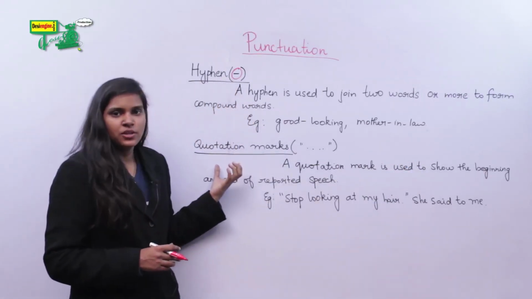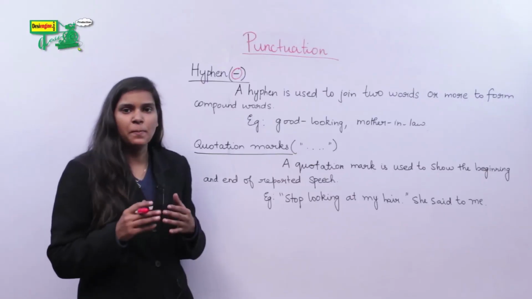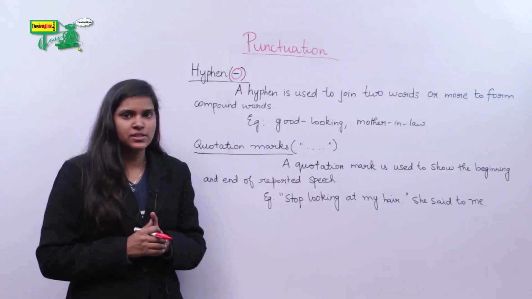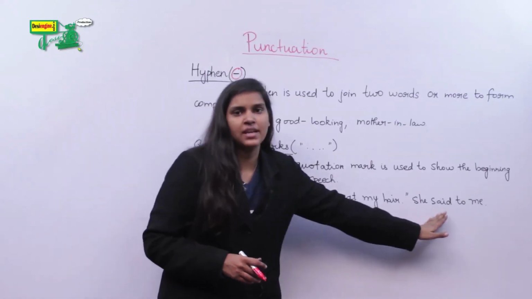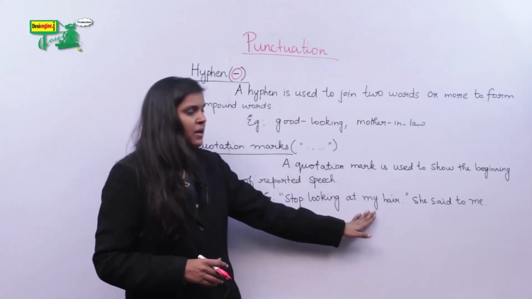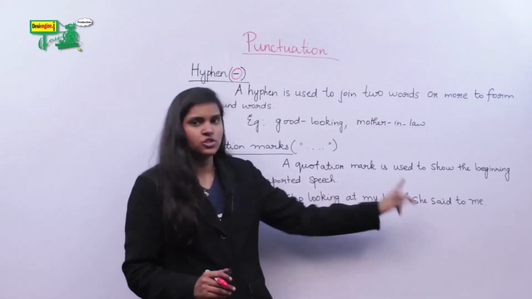The next punctuation is quotation marks. A quotation mark is used to show the beginning and end of a reported speech. For example, "Stop looking at my hair," she said to me. Stop looking at my hair is the reported speech, and it is placed within quotation marks.